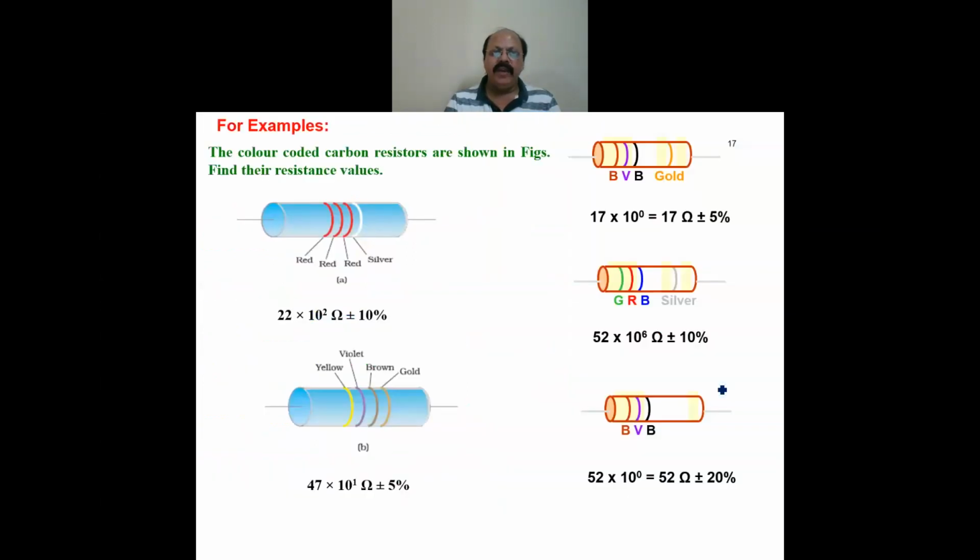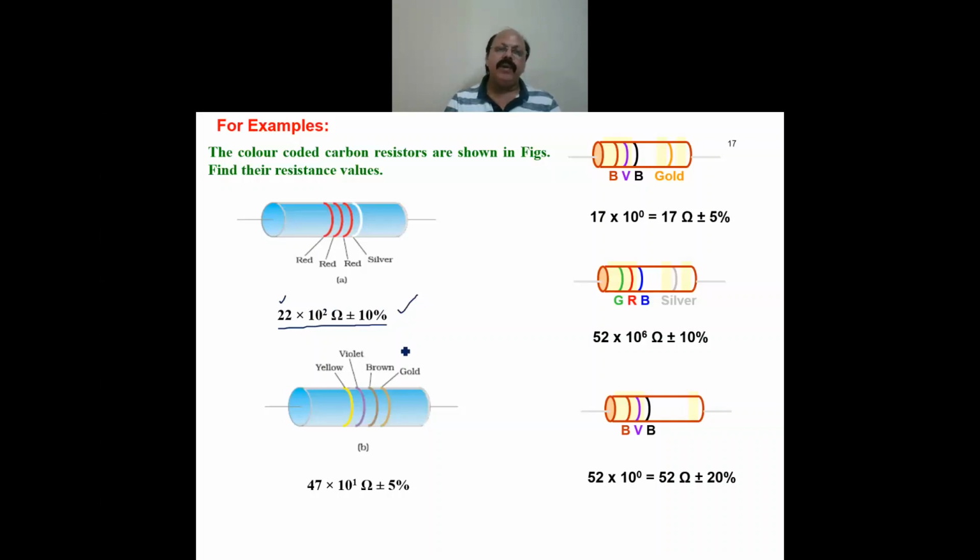For example, in the first example the first ring is red, the second is also red, the third is also red, and the fourth one is silver. If you remember that table and the sentence, then you can calculate the value. For red, its value is 2. So finally what do we write? 22 into 10 to the power 2 ohm plus minus 10%.